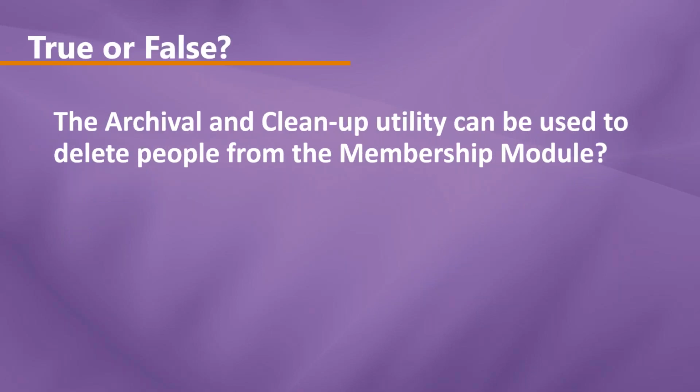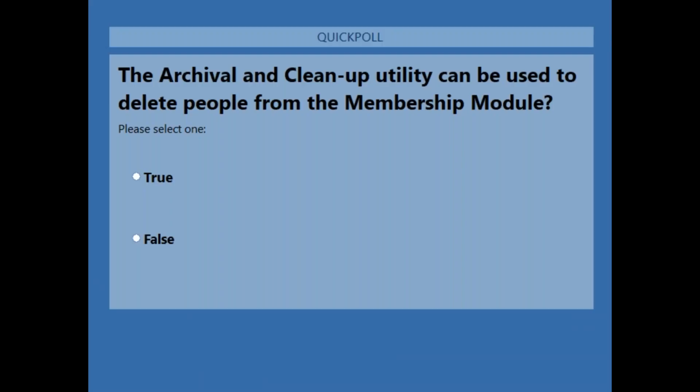Probably the thought process that some people had was with mail merge, you have the option to do a mail merge for contributions. Okay, question number 3, true or false? The archival and cleanup utility can be used to delete people from the membership module. And we'll say delete people when the utility gets released, they'll be able to delete people from the membership module.